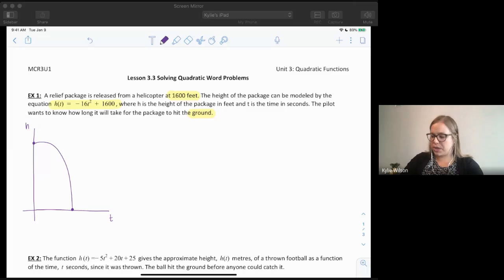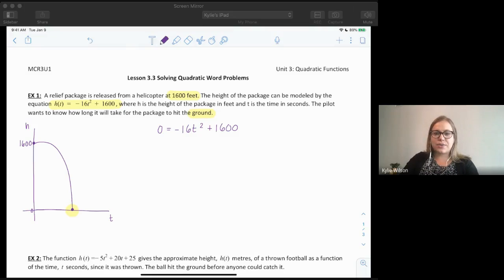But there are a few things we know. We know that it starts at 1,600, so that's beneficial. And we're looking for this point here. So we're looking for when it hits the ground. And if I look at that point, that is when the package is at a height of 0. So that means I can just sub in 0 for h of t. So I'm just going to write out 0 equals negative 16t squared plus 1,600, like this. All I'm doing is subbing in 0 for h, because when it hits the ground, we will have a height of 0.